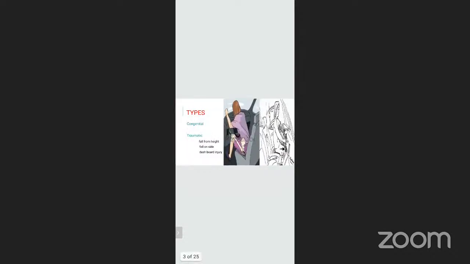Now, types of dislocation of the hip. There are mainly two types of dislocation: congenital and traumatic dislocation of the hip. Today we are dealing with traumatic dislocation of the hip. Congenital dislocation is a separate topic that will be taken later, or I think it might already have been taken. Congenital dislocation usually presents at birth, and we will deal with that later.